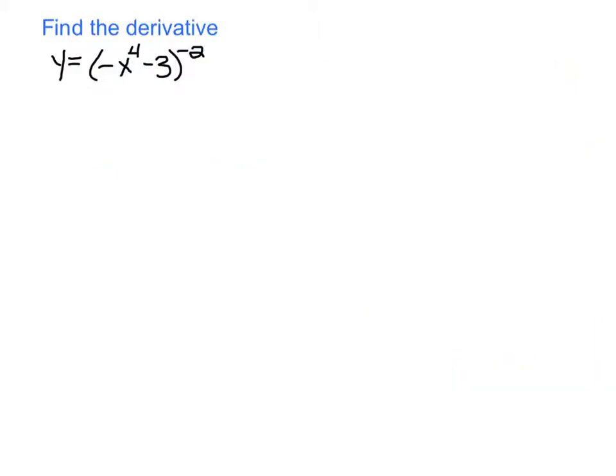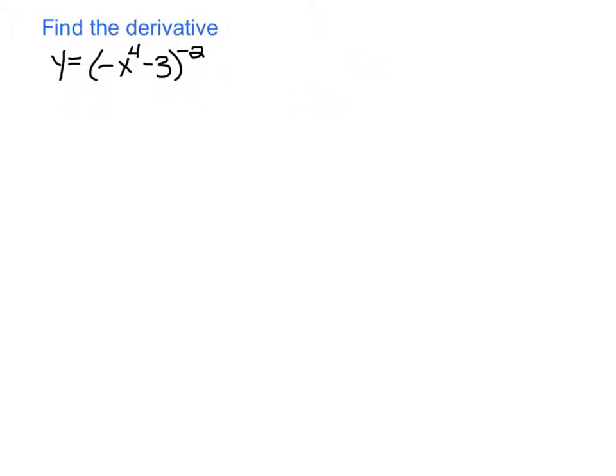Here we have a somewhat challenging problem. If we were to try and simplify this, we would have to rewrite it as y equals 1 over negative x to the fourth minus 3, squared. Then we need to FOIL that, and then we need to do the quotient rule. So it will get complicated real quick. Or we can just use the chain rule.